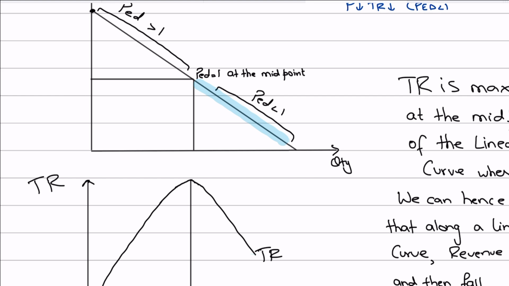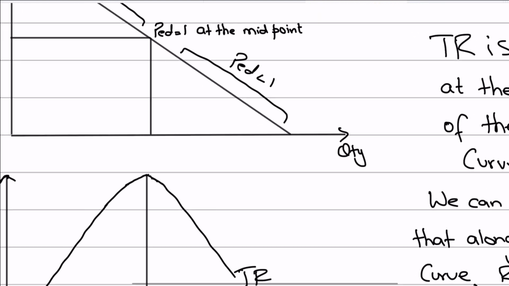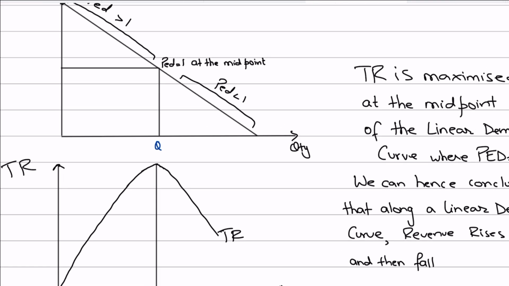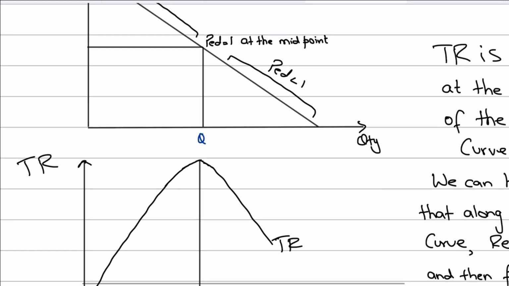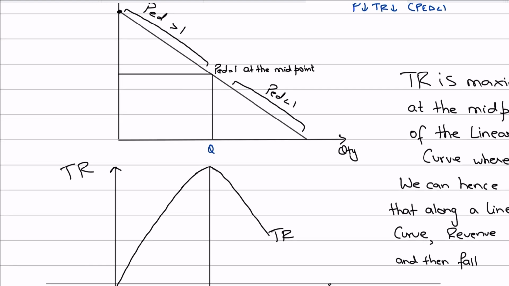And so your total revenue is maximum at this point. Guys, listen, if you're drawing this diagram in the exam, this point should correspond with this point. At this point your PED equals 1, and at that point your total revenue is maximized, at that quantity. This is, let's say, Q. So if you reduce the price in the inelastic range, your total revenue goes down. So total revenues are maximized at the midpoint of the demand curve.